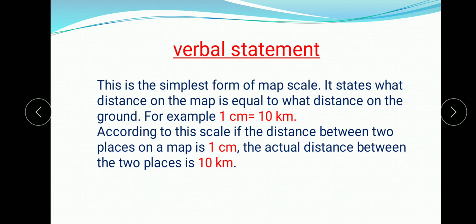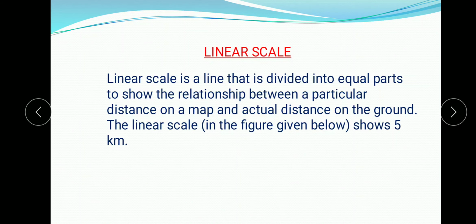According to this scale, if the distance between two places on a map is 1 centimeter, the actual distance between the two places is 10 kilometer. Linear scale. Linear scale is a line that is divided into equal parts to show the relationship between a particular distance on a map and actual distance on the ground.